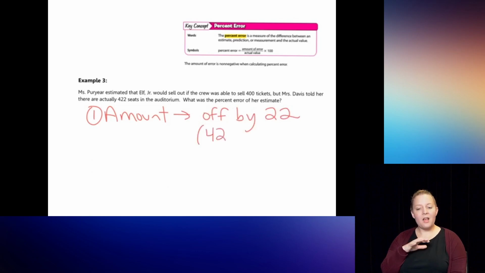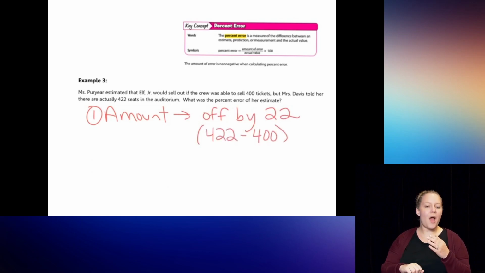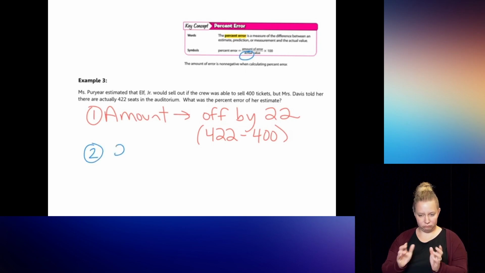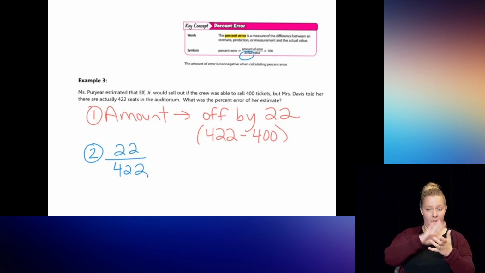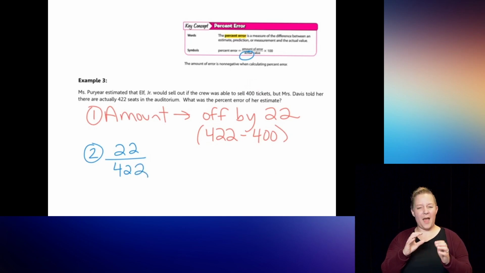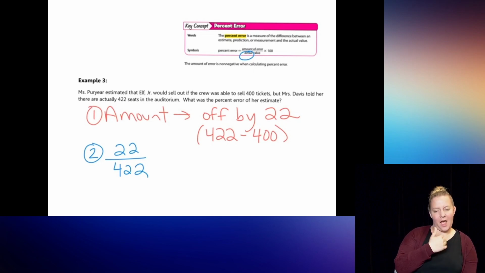And if it wasn't easy numbers, you would subtract. So here's a reminder about that, even though now you can just look at it and see that. And then you take that and you put it over the real amount, the actual. That's what we're actually comparing it to. So she was off by 22, and it was out of 422. The most common mistake is students think it has to be out of the original. So what did she think first? But to figure out how far off she was, we have to compare it to reality, because, of course, we're not going to compare it to her own guess because she's right on at her own guess.